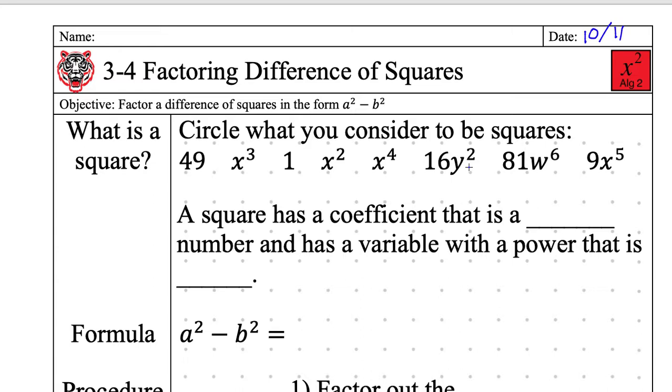I'm going to guess at least... There might be two of you that get all of these correct, but I'm guessing the majority of you will forget to circle perfect squares. So, your time is up. Here they are, perfect squares.